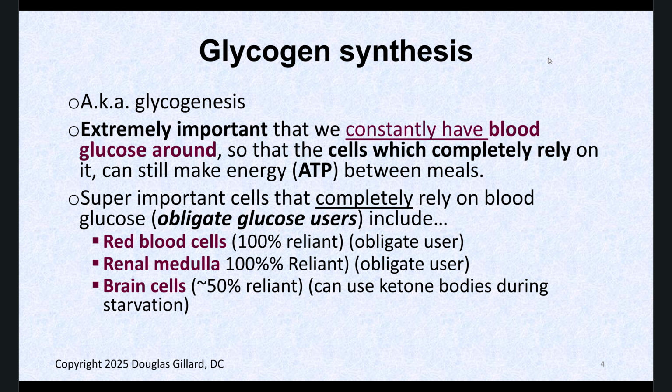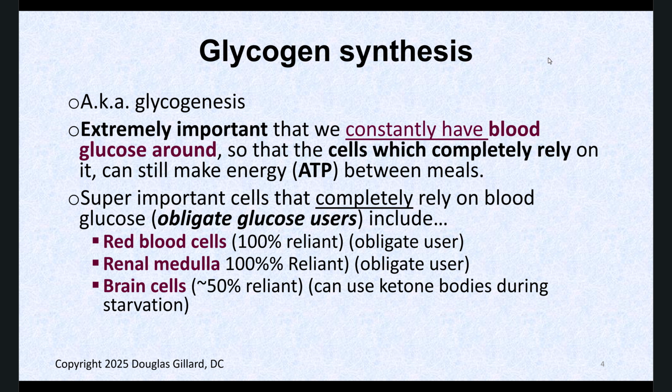The renal medulla is also 100% reliant on blood glucose. Brain cells are arguably 40 to 50% reliant on blood glucose. They can use ketone bodies during starvation, but they have to have at least some glucose around. So those three are called obligate glucose users, meaning they have to have blood glucose. And if you eat every 4 hours, 24 hours a day, no problem. They'll always have glucose. But of course, that doesn't happen.